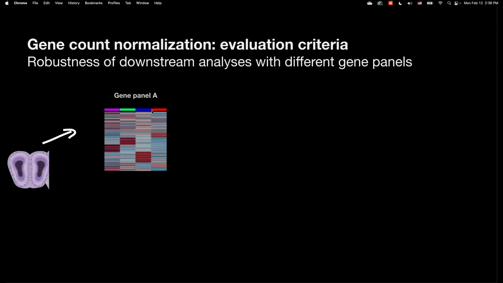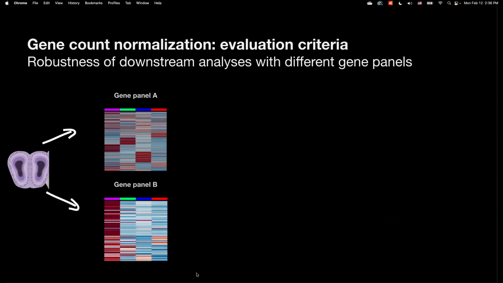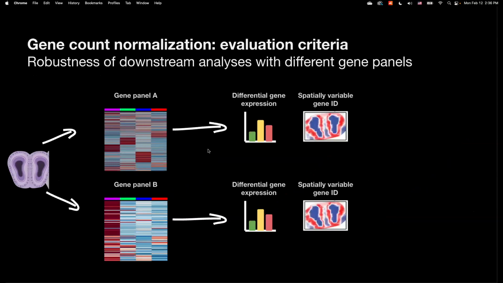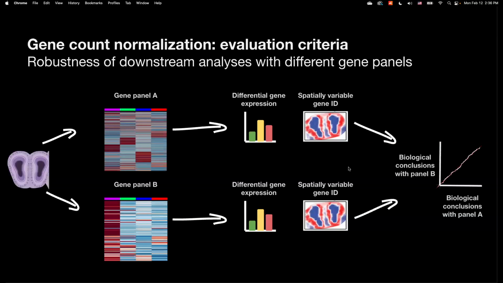And often gene panels are designed to focus on a specific cell type or a specific region of interest, or even a specific biological process of interest. Ideally, if we use two different gene panels to assay the same tissue and run our downstream analysis of interest after gene count normalization, whether that analysis is differential expression testing or spatially variable gene detection, we should reach the same biological conclusions regardless of the gene panel used. And so we designed a simulation study based on this thought.